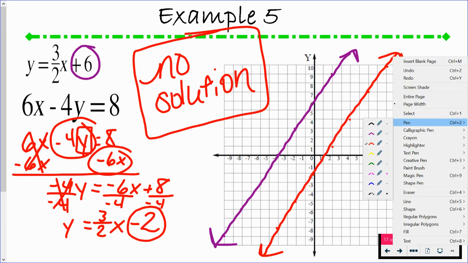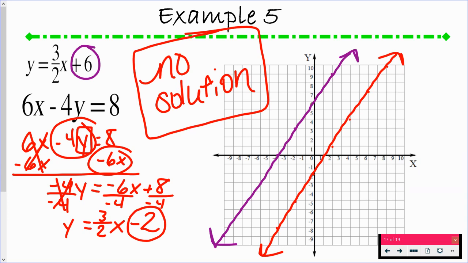I've been keeping tabs on what I've talked about with the types of solutions. When it's no solution, I mentioned earlier, and I mentioned on Monday, that they're going to have the same slope, but different y-intercepts. So if it's no solution, it's going to be same slope, but different y-intercepts.